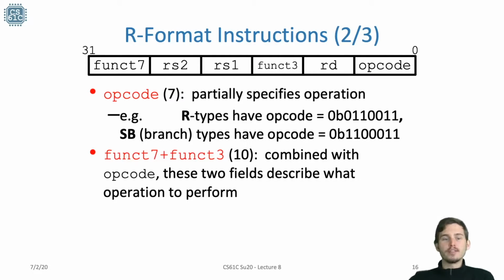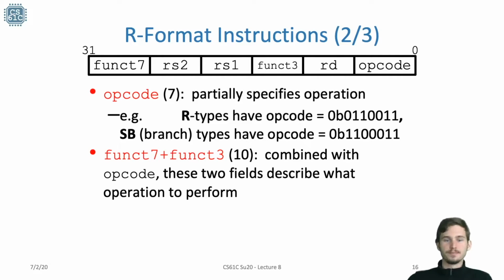We also have the func3 and func7 fields, which combined are 10 bits. Func3 is 3 bits, and func7 is 7 bits long. That's how we get 10 bits total. These can be combined with the opcode to specify what operation we want to perform in a more precise way. You could think about it as the opcode is like your zip code, and then the func3 and func7 are like the street address and the street name. All of these combined will get you to the right house.